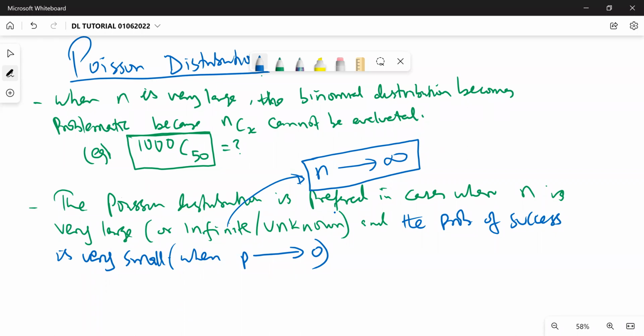When you combine these properties, you'll also notice that, before I talk about that, when you talk about p being very close to 0, these are what you call rare events.